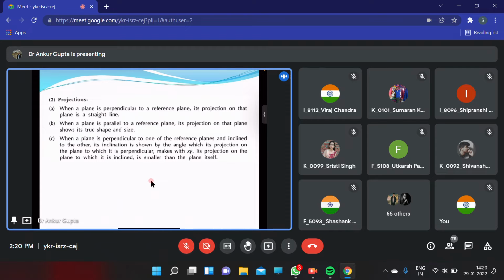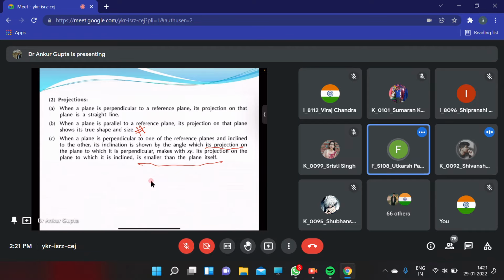Projections. When a plane is perpendicular to a reference plane, its projection on that plane is a straight line, obviously. When a plane is parallel to a reference plane, its projection on that plane shows its true shape and size. Clear? When a plane is perpendicular to one of the reference planes and inclined to the other, its inclination is shown by the angle which its projection on the plane to which it is perpendicular makes with XY. Its projection on the plane to which it is inclined is smaller than the plane itself. This we have already discussed. Apparent shape and true shape.